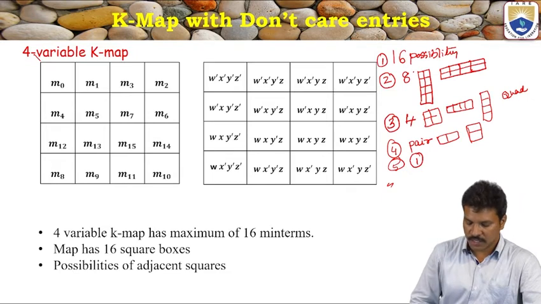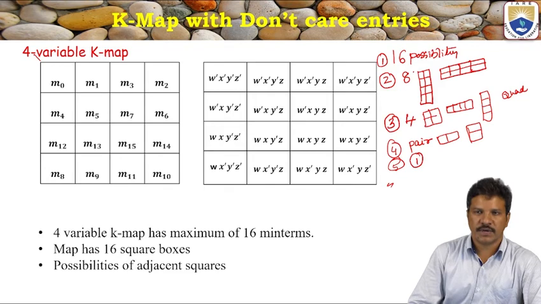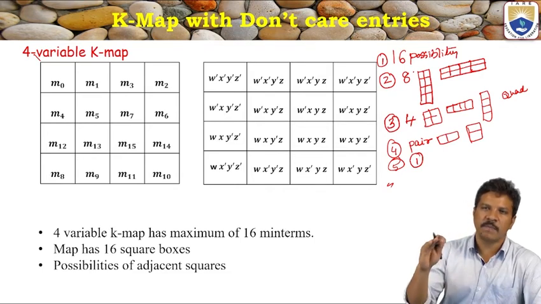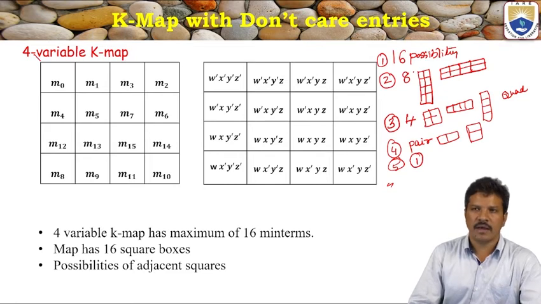Now we will see this kind of possibilities of adjacent squares. We can go through the simplification process. While going through the simplification process, we apply the maximum possibilities, the highest priority of 16 ones in the 4-bit K-map, and then 8 ones in the K-map. The next priority is 4 ones, the next priority is 2 ones, nothing but a pair, and then finally a single one.